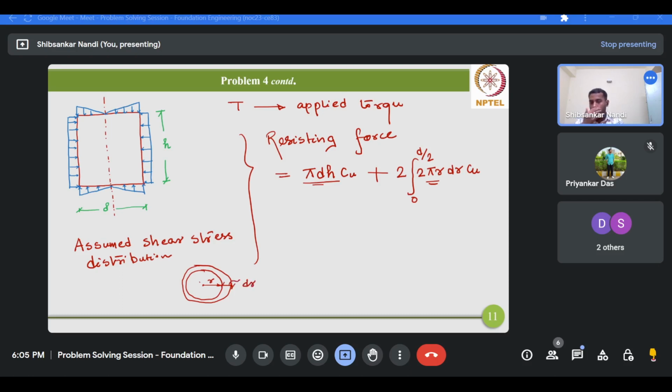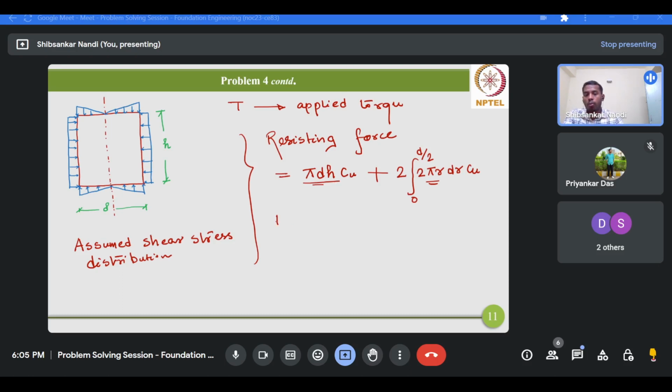So again the perimeter would be 2 pi r multiplied by this thickness dr, and you have to integrate, because this whole plan area basically consists of the summation of the small annular rings. So integrating all those will give you the total resistance at the top and the bottom. Okay, so in this way you will get the resisting force. Now this is force and this is moment, the torque applied. So you have to take the resisting moment about the center.